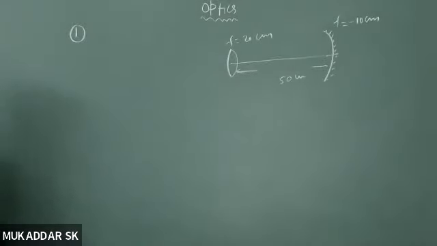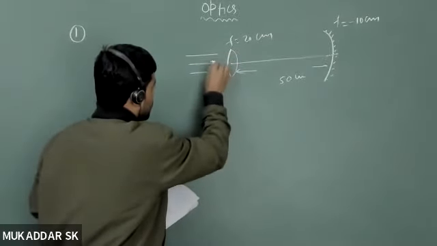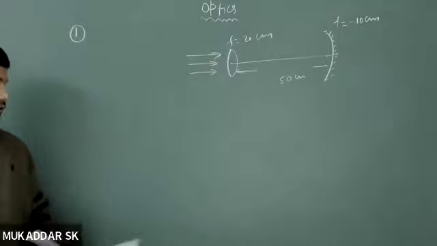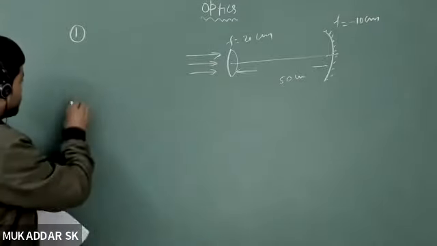Now suppose plane rays are coming and striking this lens. So you have to calculate the position of image. You have to calculate the position of image. Okay, so let us solve this question.